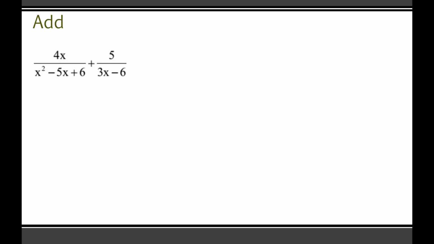Hopefully you were able to get this one figured out. First things first, we got to factor everything. The numerators once again look just fine. So I'll leave 4x just on its own. But x squared minus 5x plus 6, we're looking for two numbers with a sum of negative 5 and a product of positive 6. Well, that'd be negative 3 and negative 2. So x minus 3, x minus 2.